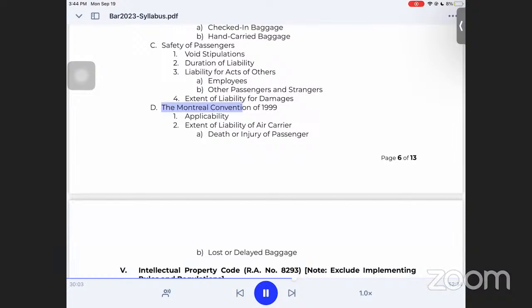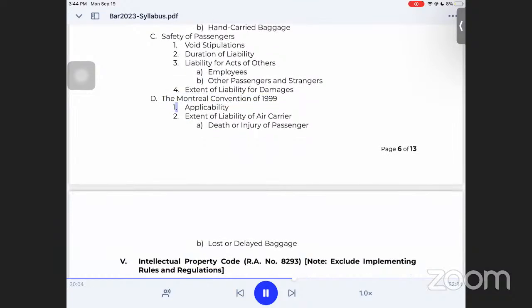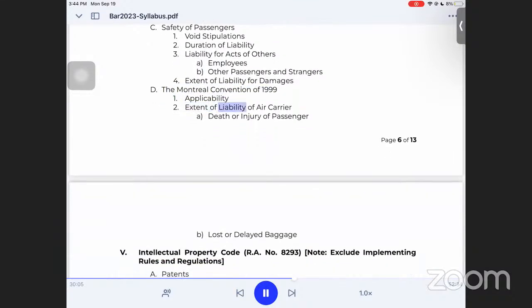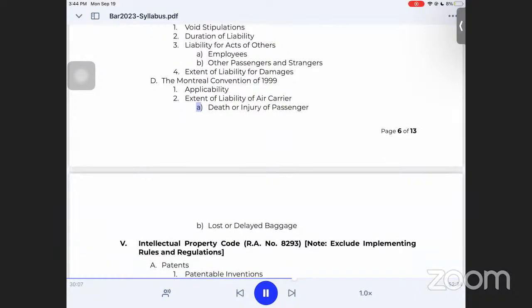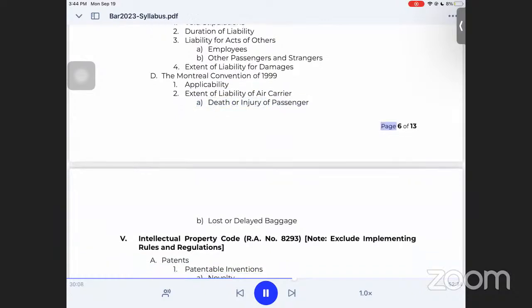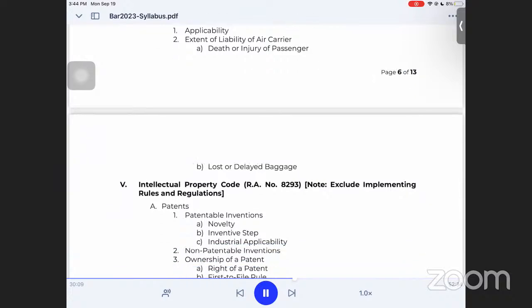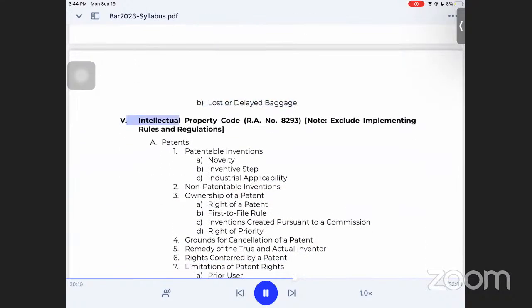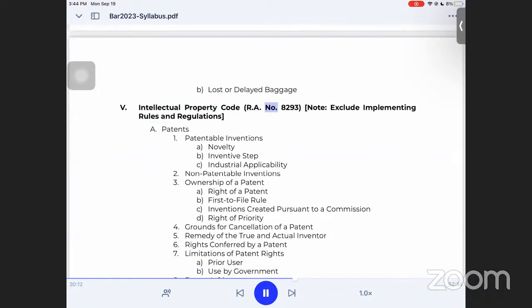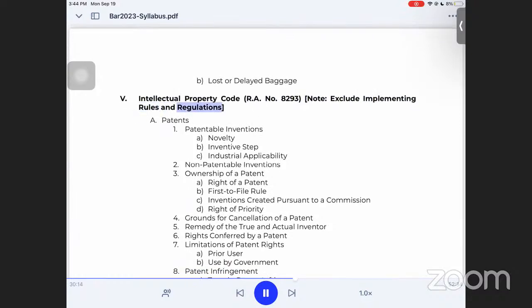D. Montreal Convention of 1999. 1. Applicability. 2. Extent of liability of air carrier. A. Death or injury of passenger. B. Lost or delayed baggage. V. Intellectual Property Code, RA No. 8293. Note: exclude implementing rules and regulations.